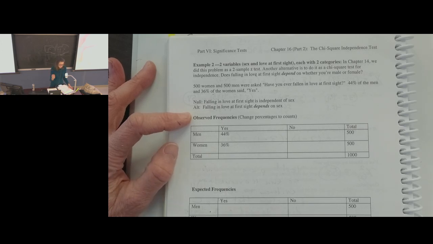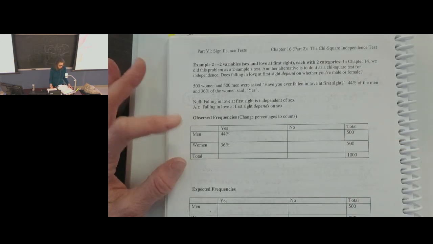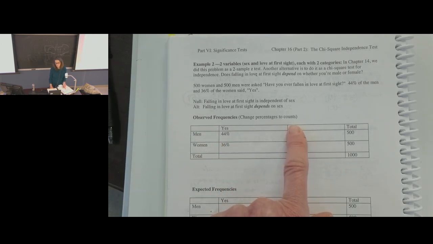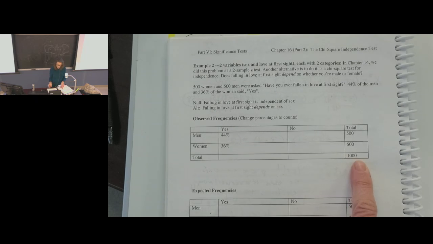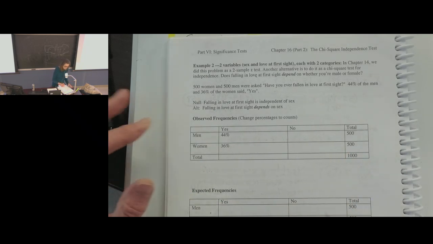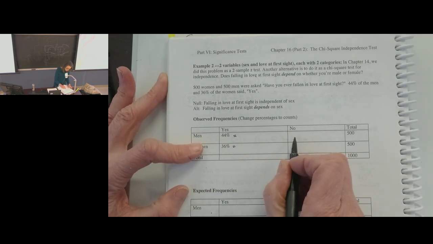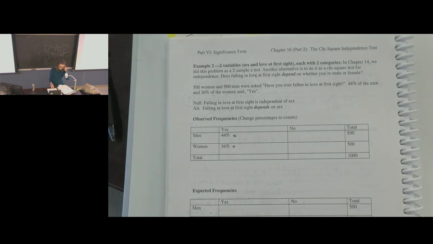It's 2-tailed, because you can't specify direction with a chi-squared. And now you have to change the percents to counts, to frequencies, to do a chi-squared. So let's do that. Let's say there are 1,000 people. And so here we'll say yes and no. So 44% of the men, so that's 44% of these 500 total men.